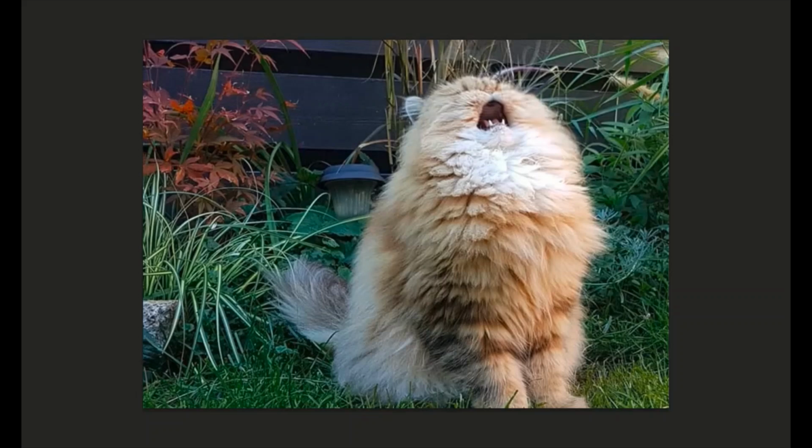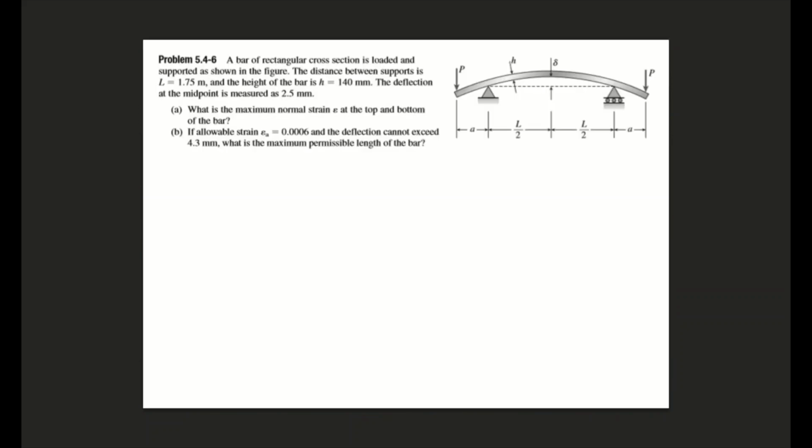Back to homework set 17, we're working on the last problem, 5.4-6, and we're just going to jump in. Okay, this is a fun problem.